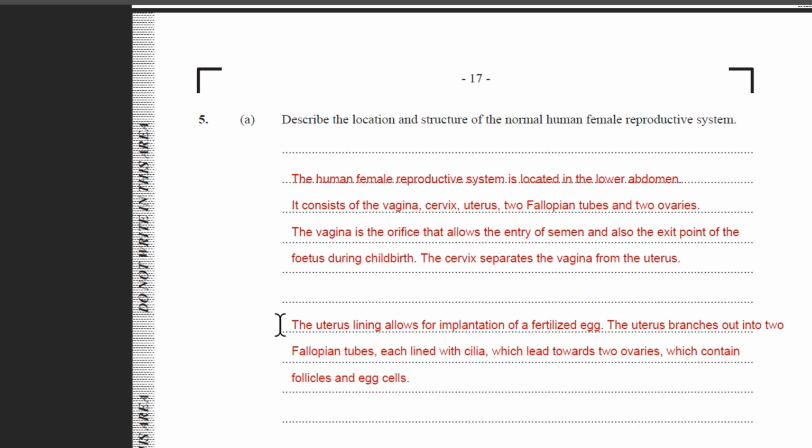The uterus lining, also called the endometrium, allows for implantation of a fertilized egg. Let's say that a sperm cell nucleus fuses with an egg cell nucleus and turns into a zygote. Eventually, that zygote will turn into an embryo, and that embryo has to implant on the endometrium, kind of like planting a seed in soil. So the uterus branches into 2 fallopian tubes, and each of these is lined with small hairs called cilia. And these fallopian tubes lead to 2 ovaries, which contain follicles and egg cells.